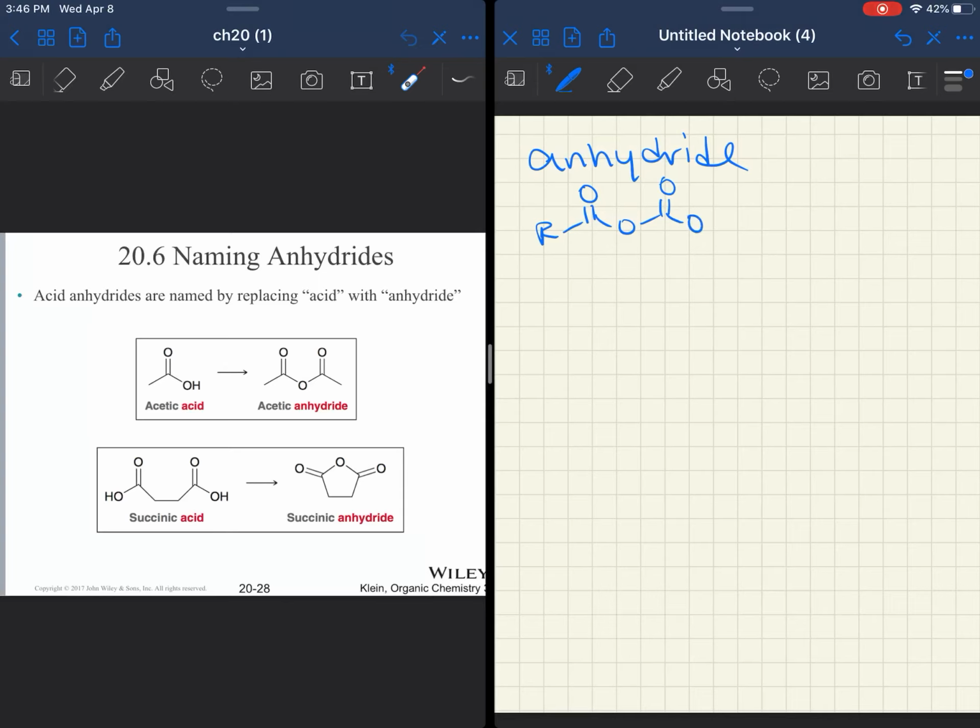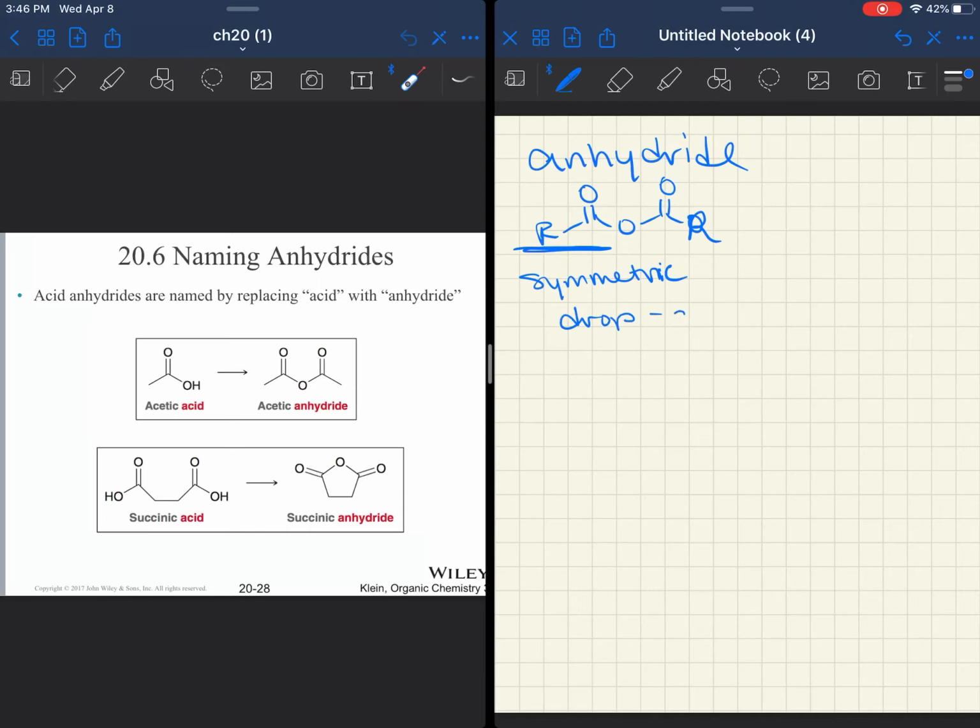Anhydrides, a little bit different here. So the anhydride, you wind up with 2 R groups, right? One on each side. And what you're going to do is look at what this carboxylic acid would be on one side.